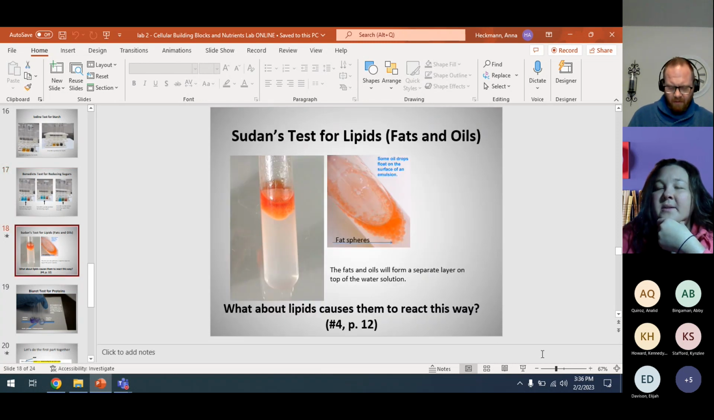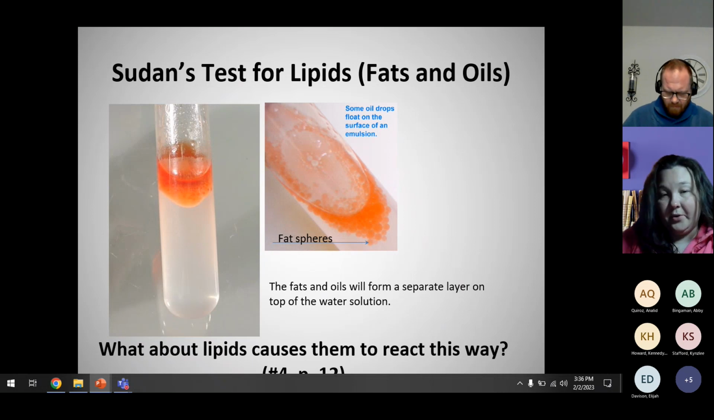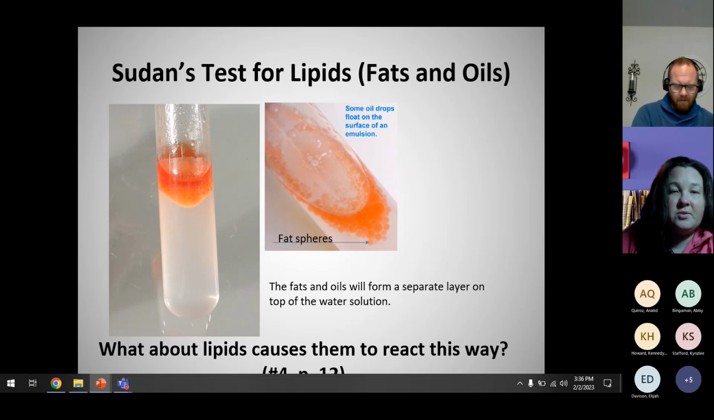What about lipids causes them to form a separate layer on top of the water solution? There's a specific word for it, and it's a word that I spent a lot of time on in chapter 2. It has to do with things being polar or nonpolar. So think about that for a while. You can go back through the chapter 2 PowerPoint if you need to find out why lipids and water do not mix.